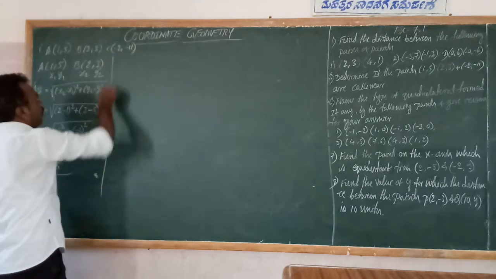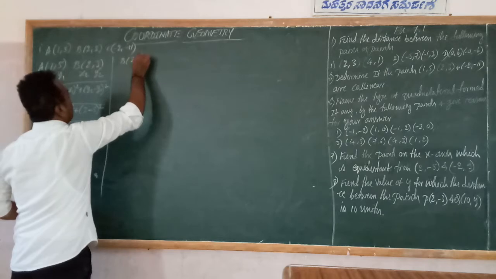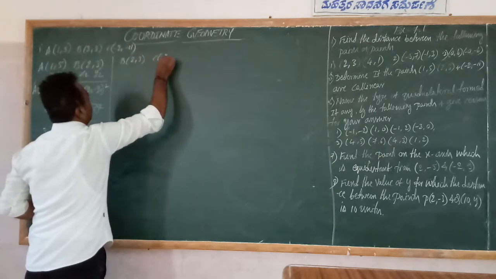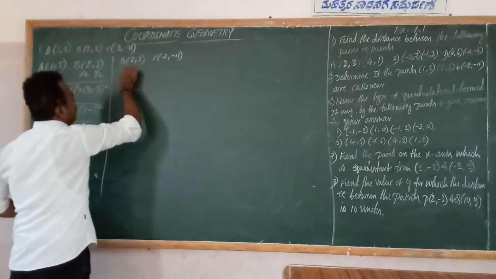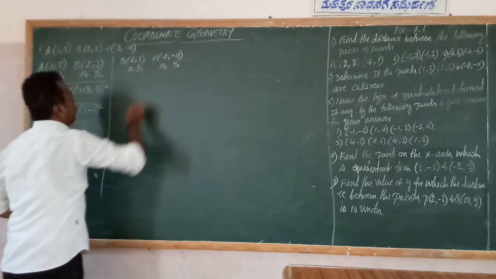Like that, we have to take B and C. What are the B points? 2 comma 3, and C points minus 2 comma minus 11. Now this is x1, y1, and this is x2, y2.